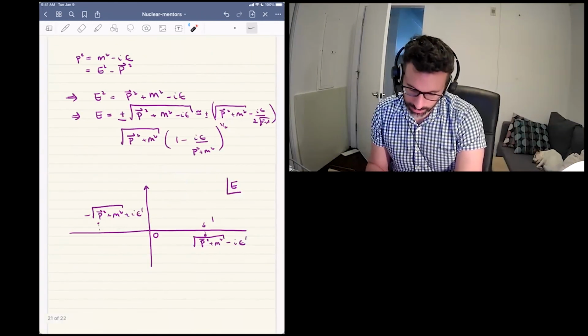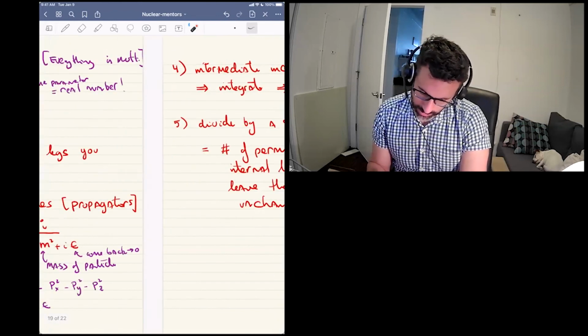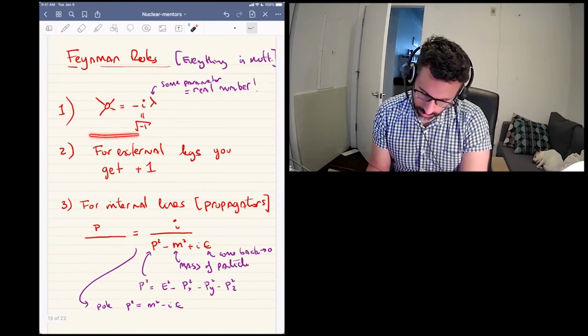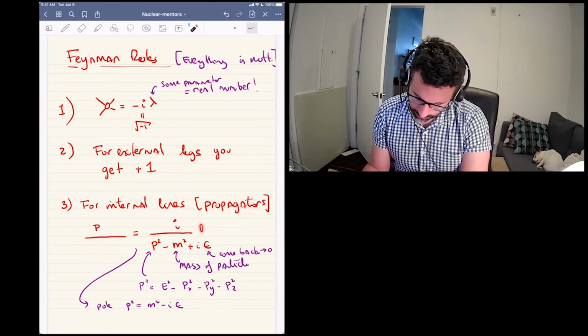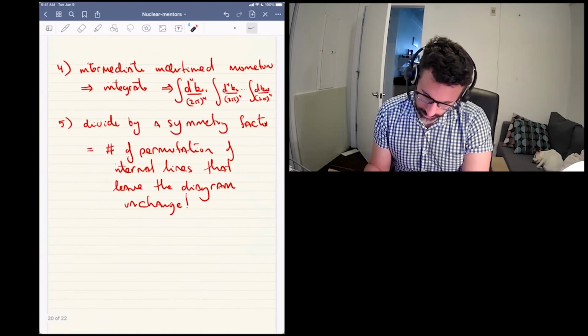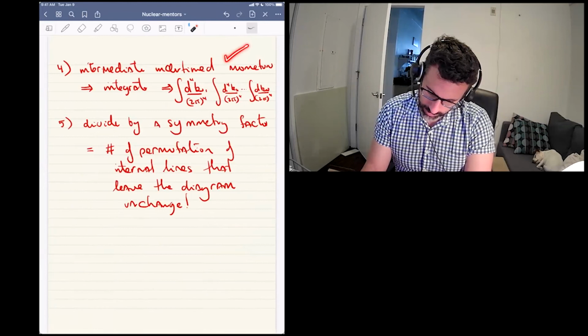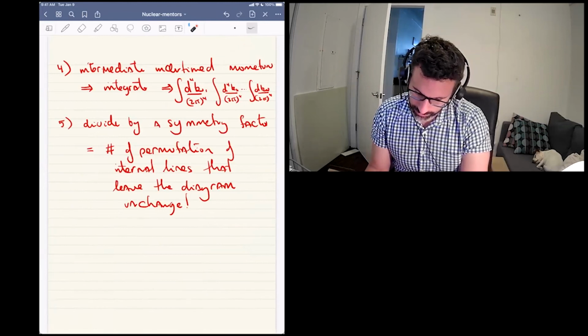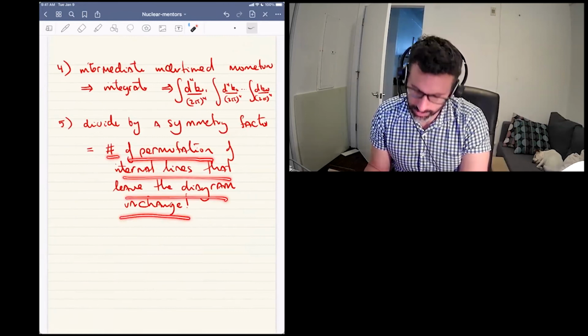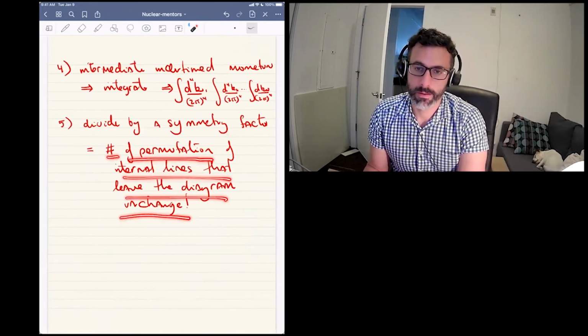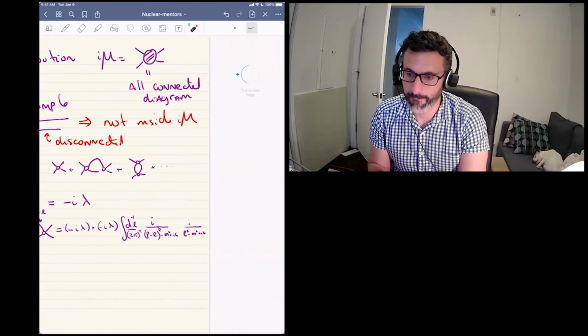Okay, let's go back and look at our list. We said, for external vertices, we do this. Check, we did that. For external legs, we do this, great. For internal propagators, check. Intermediate momenta, you gotta integrate, check, very good. And then we gotta divide by the symmetry factor. We haven't done this. And I said, it's the number of permutations of the internal lines that leave the diagram unchanged. All right, let's figure that out.